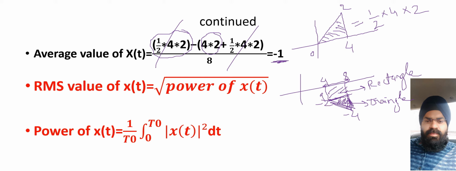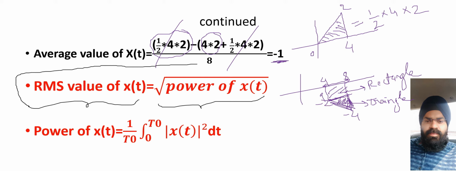Next is the RMS value of x(t). It is the square root of the power of x(t). We have to remember that when we have to calculate the RMS value of any signal, we can calculate the power of that signal, and then take its square root.